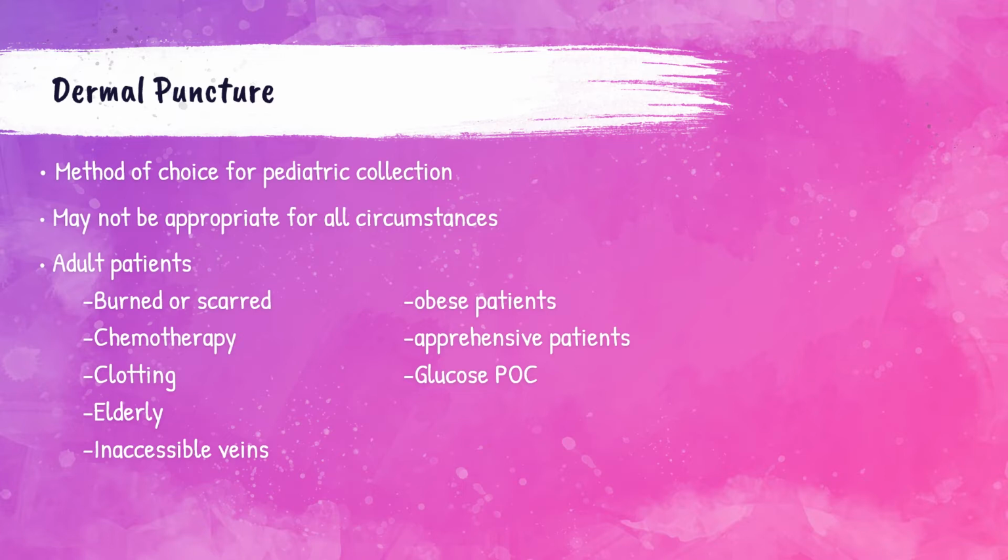Dermal punctures can also be used for elderly patients that have very fragile veins and those with inaccessible veins. Also on obese patients where it's difficult to find a vein, or patients that are really apprehensive about getting their blood drawn. Dermal punctures can be used for glucose point-of-care testing as well. So this is a glucose level that is taken and tested by the patient's bedside, like with a glucometer.